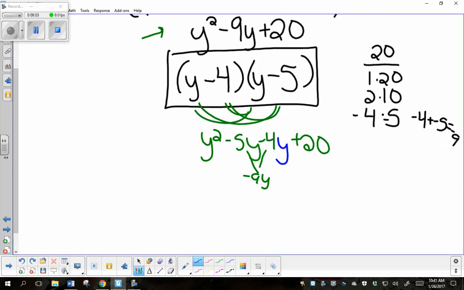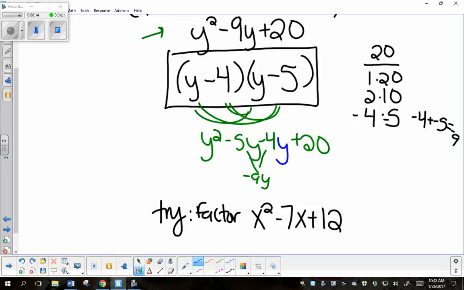I want you guys to try one. I want you to try to factor x squared minus 7x plus 12. So really pay attention to your positive and negative values there.